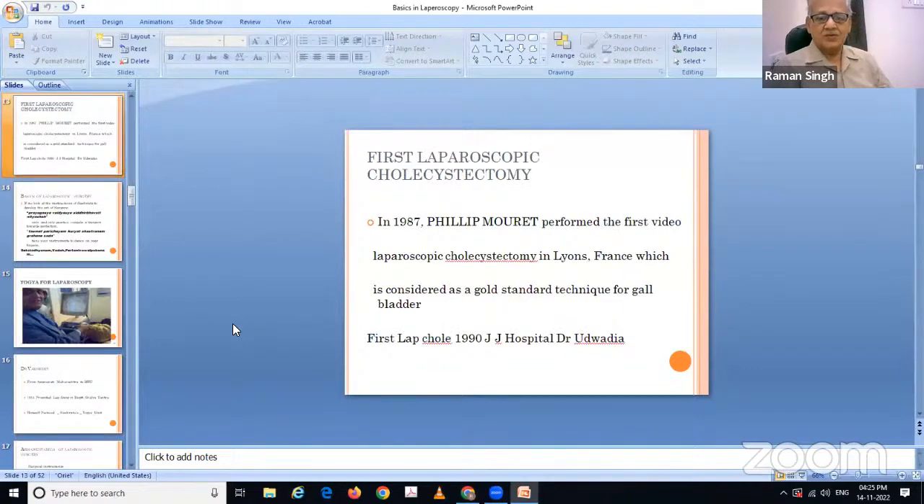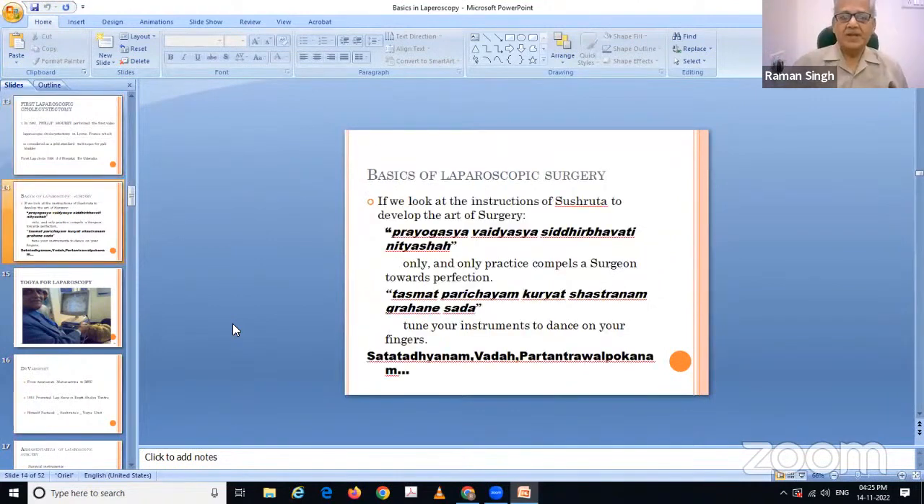Now, the first laparoscopic cholecystectomy was done in 1987 by Philippe Morel. He performed the first video laparoscopic cholecystectomy in Lyon, France, which is considered the gold standard technique for gallbladder disease even today. The first laparoscopic cholecystectomy was done in India in 1990.